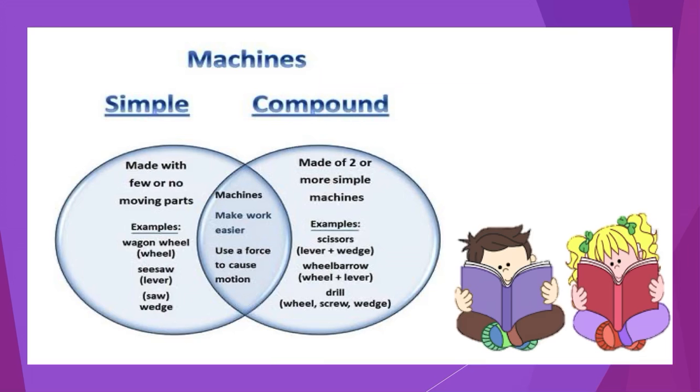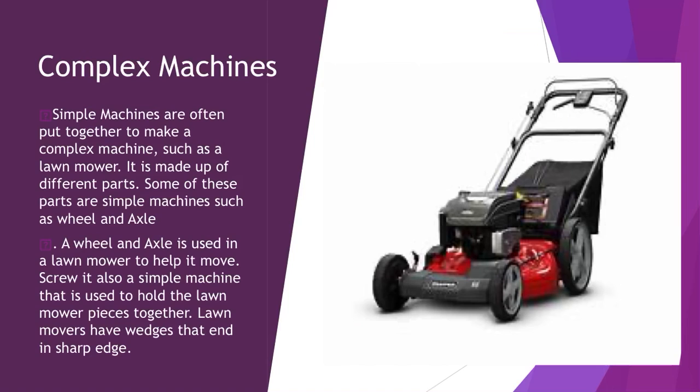Then we have the difference between simple and compound machines. We have already studied simple machines. Now coming towards compound machines. Compound machines are those which have two or more simple machines in them, so it makes them a big compound machine. For example, complex machines or compound machines, we have an example of a lawn mower.